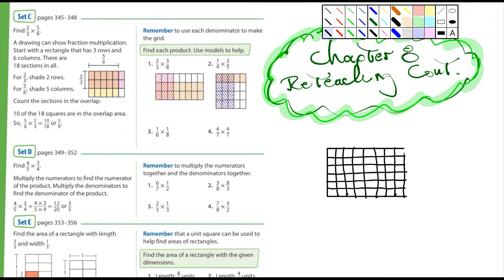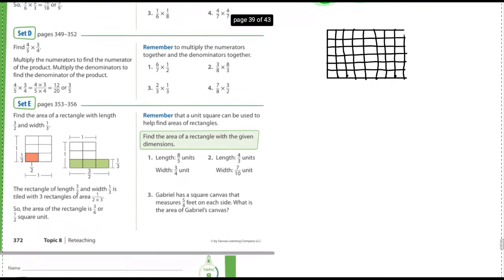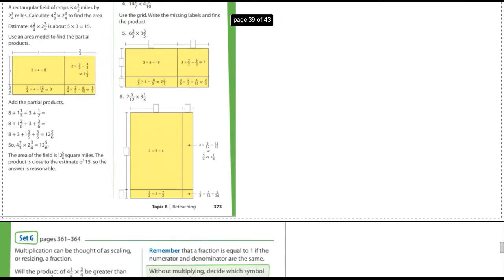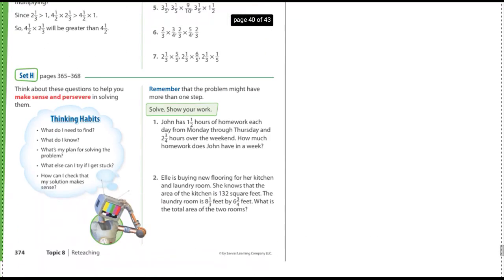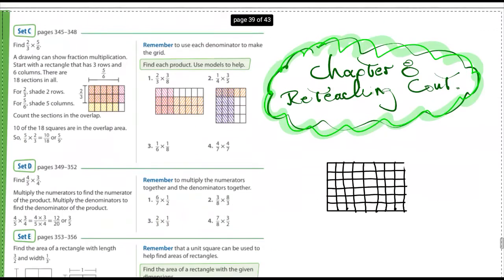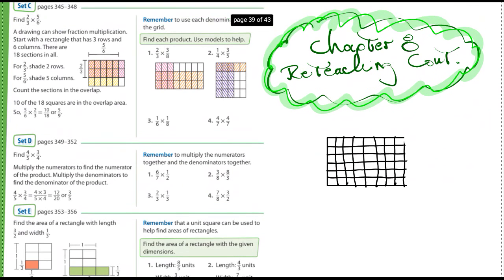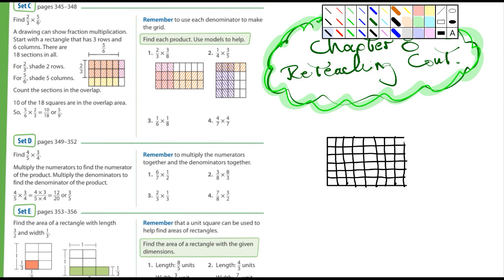Okay, fifth graders, let's wrap up the Chapter 8 review of the Reteaching. And this is, what page is this? 372. So I want you guys to do set C, D, E, F, and then go ahead and do set G and H. And so it's 3 pages. And you guys will be done. And then I'm planning on an EdPuzzle probably for Monday for review that you guys can do.